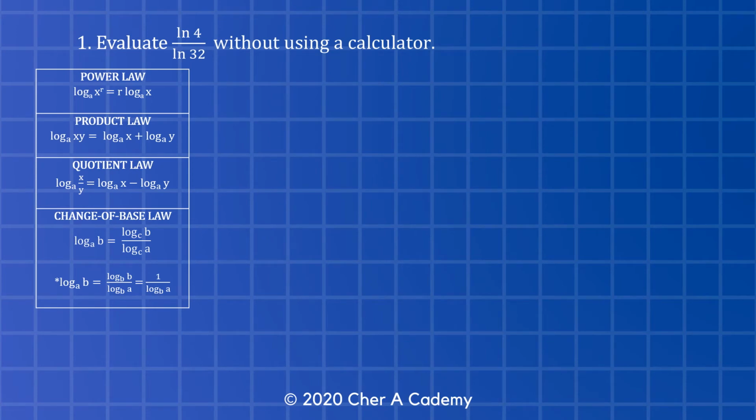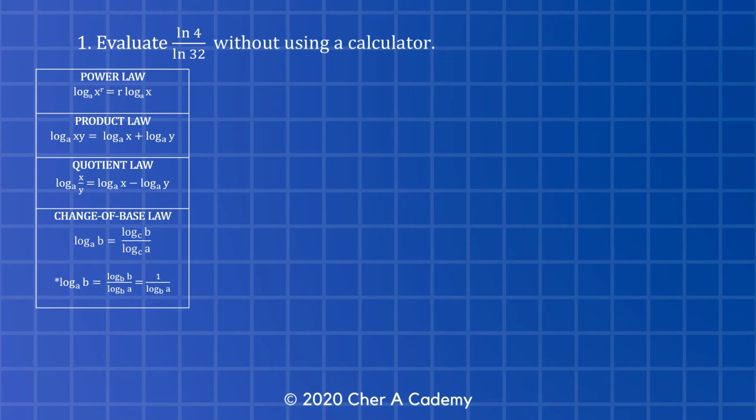Now that we know all 4 laws, let's look at 4 different questions that test us on all the laws. The challenging thing about logarithms is that you need to look at the question and figure out which law you can use to solve it. So let's look at this. Evaluate ln 4 over ln 32 without using a calculator.